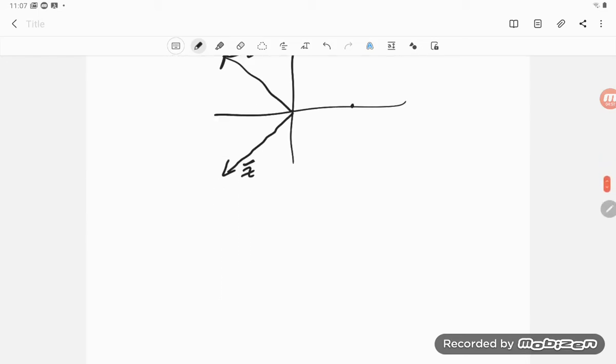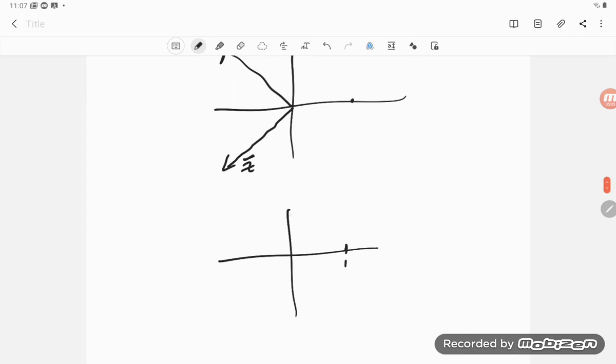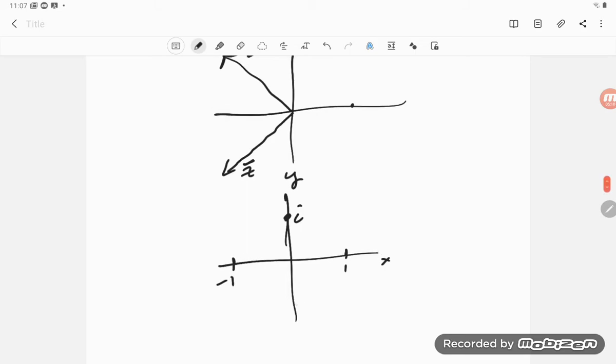Okay. And, well, let's go a little further. Let's look at some particular things. Here is the number 1. If I go up 1 unit this way, so here's x, here's y. Here is the number I. And here is -1. And down here is -I. Okay, so if Z is equal to I, it goes right there.